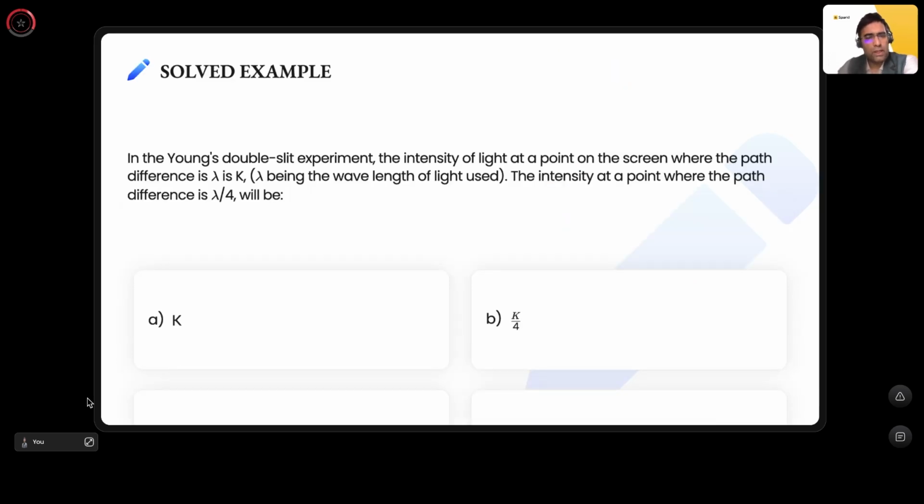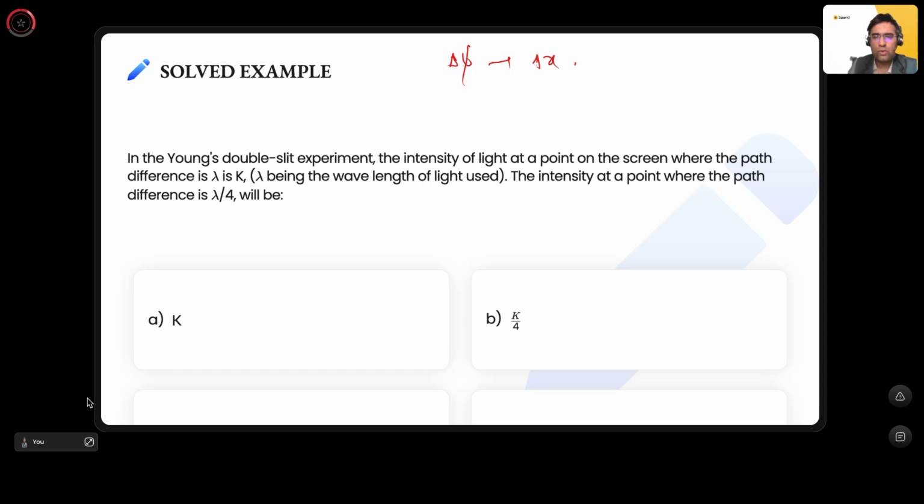In Young's double slit experiment, the intensity of light at a point on the screen where path difference is lambda is k. The intensity at a point where the path difference is lambda by 4 will be. All right. So again, the intensity is asked. So for intensity, we need to find the phase difference. For that, we need to find the path difference.